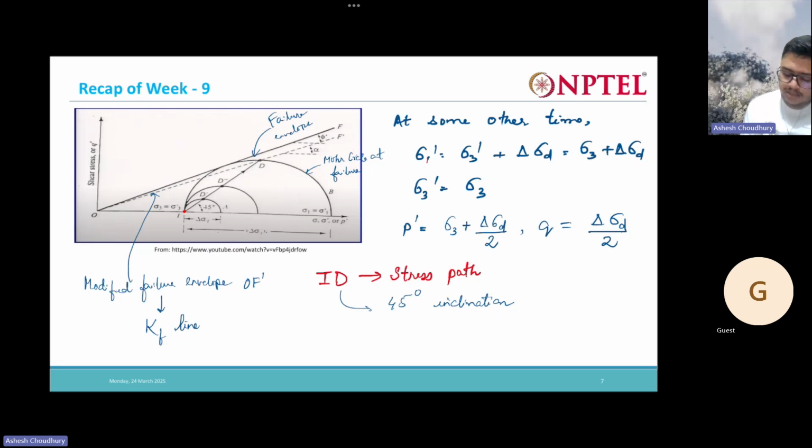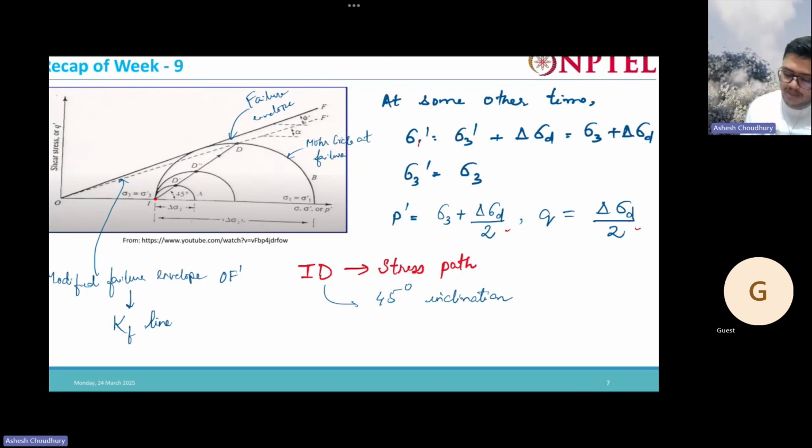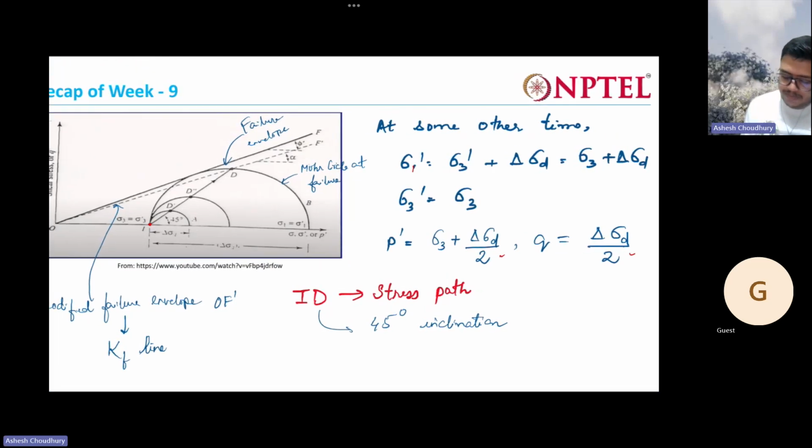Now sigma 3 prime is sigma 3. So what will be P? P prime will be sigma 3 plus delta sigma d by 2 plus sigma 3, and Q will be delta sigma d by 2. Right? So it is nothing but sigma 1 prime plus sigma 3 prime by 2, and sigma 1 prime minus sigma 3 prime by 2. It will be my P and Q. So with that I get my P and Q values.